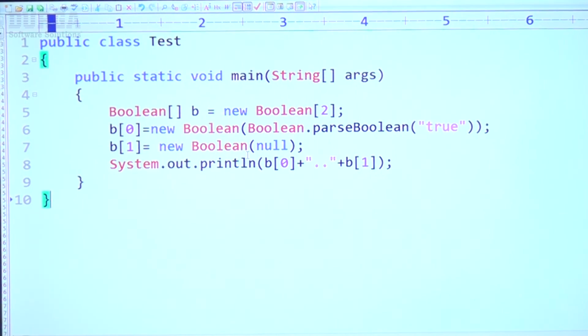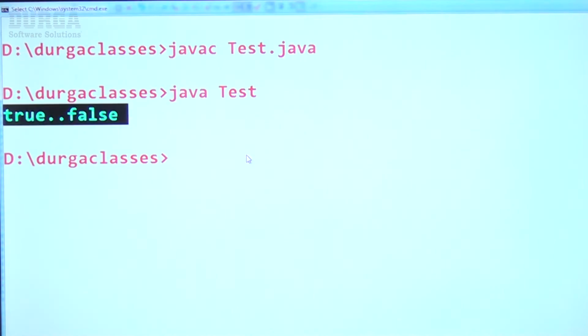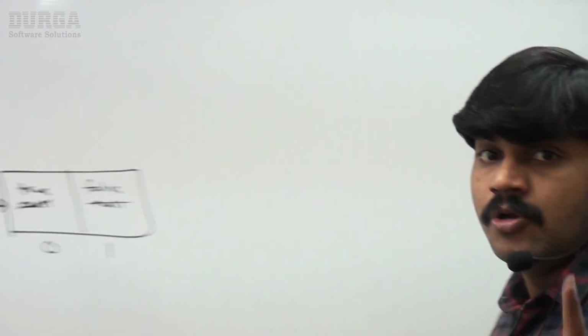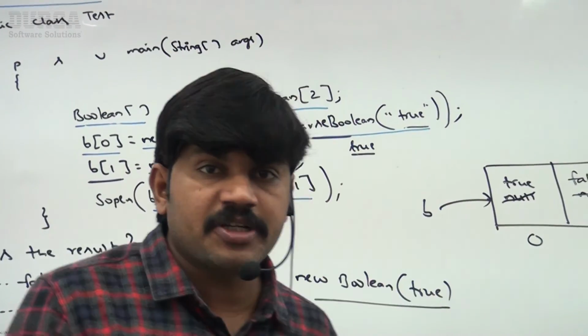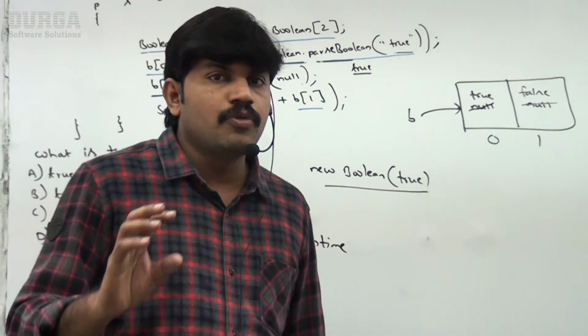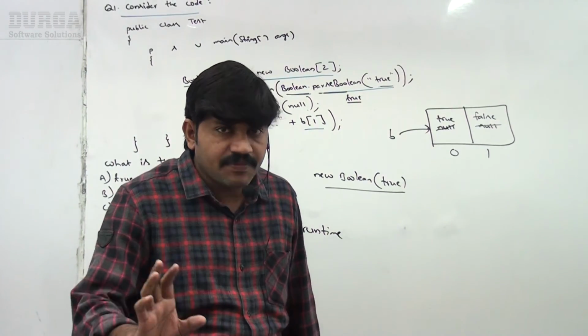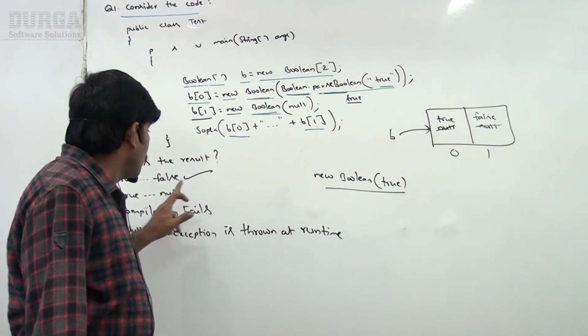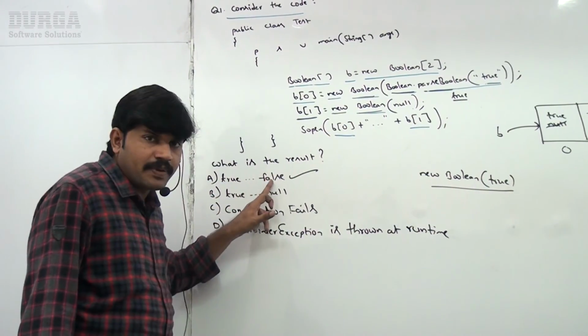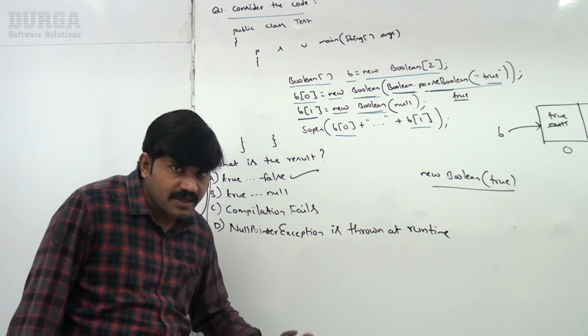Is everyone in a position to understand, right? What output are we going to get? True followed by false. That's also a most valuable question, especially Integer and Boolean. These two classes we have to take special care with for the certification exam. Any doubt? So which one is the correct answer? True followed by false. Option A is the correct option, right?